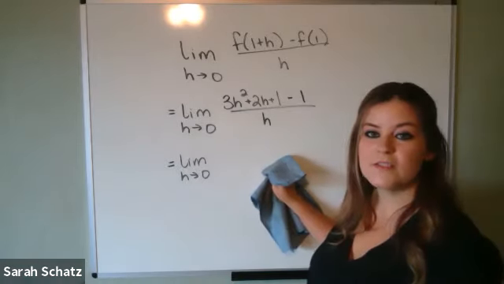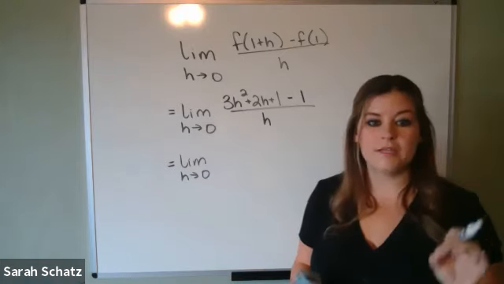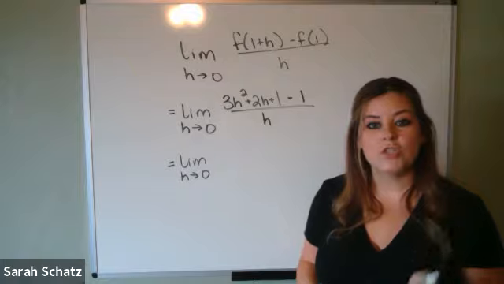So from here, this is a good checkpoint because at this point where you have f of 1 plus h minus f of 1, anything that does not have an h in it at this point should cancel out.